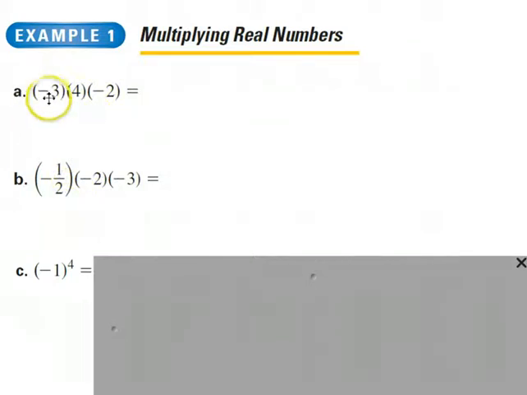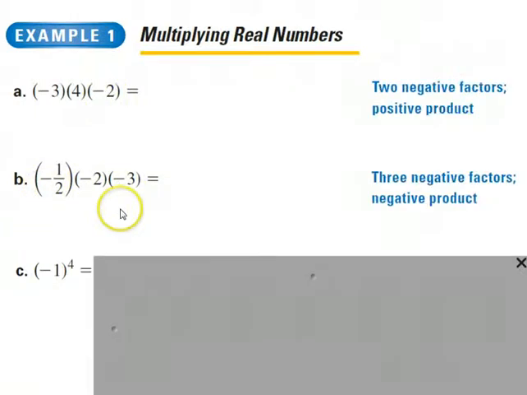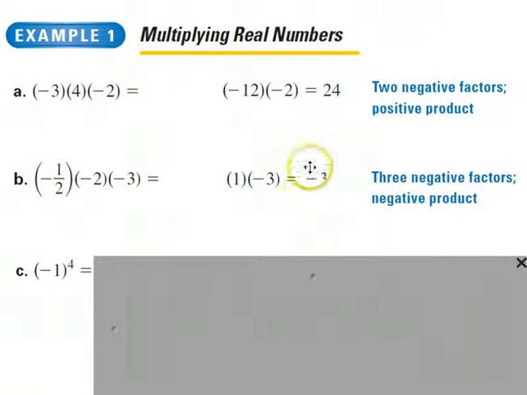Notice in the case of A, I've got 2 numbers that have negatives, whereas in B, I've got 3 numbers that have negatives. In the first case, those first 2 negatives cancel each other out, and you're going to end up with a positive result. In the second case, this negative and that one canceled each other out, but you still had 1 left over. Anytime you have an odd number of negatives, 3, 5, 7, whatever it might be, you're going to end up with a negative result. So these are the results you should have gotten: 24, positive 24 that is, and negative 3.